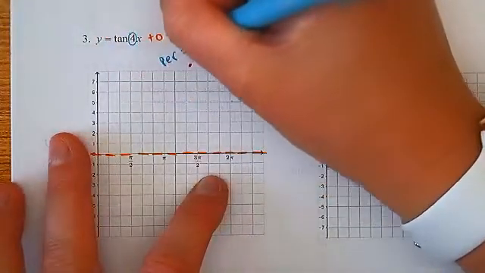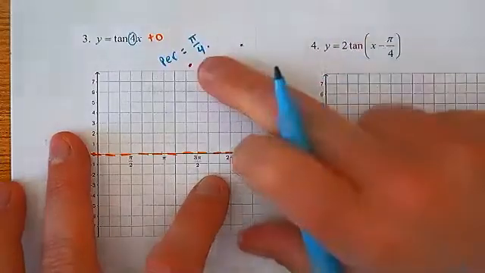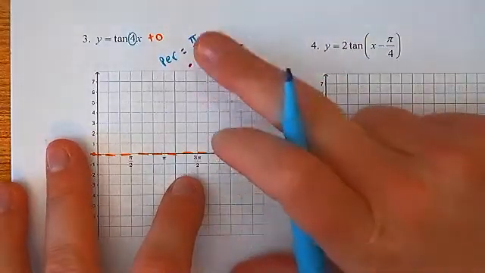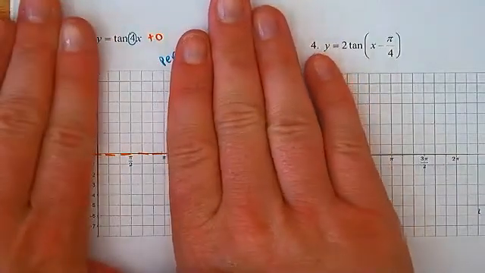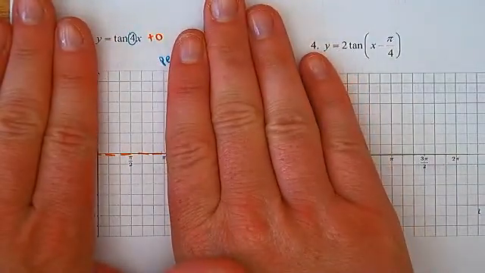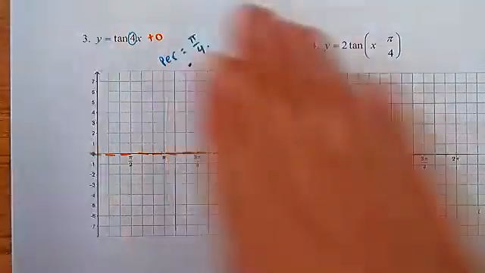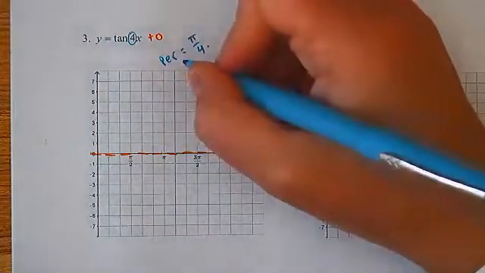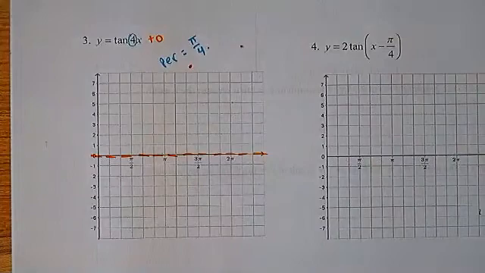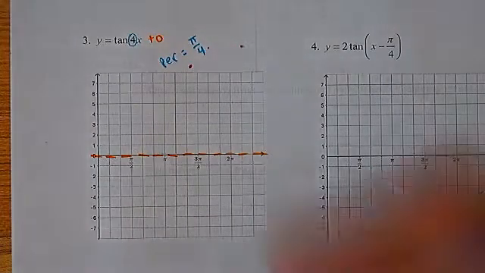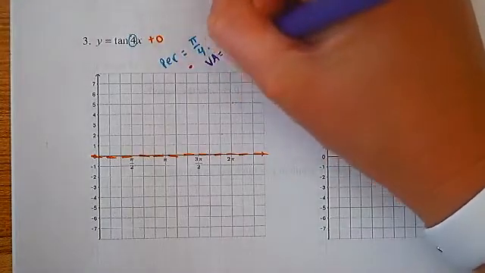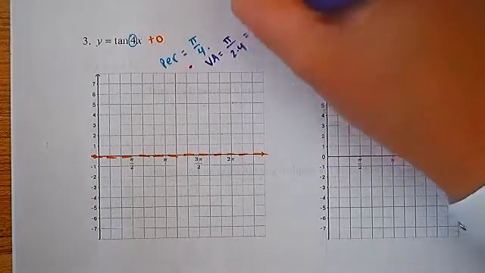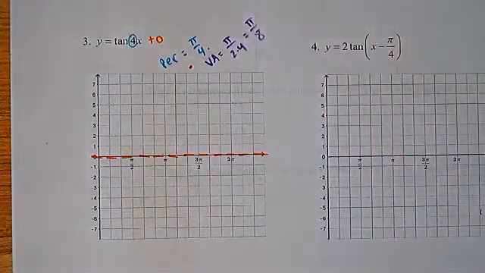is going to be pi over b. Now look at that. That's the size of your period. We're used to the size of the period being this big, pi. So our period is going to be 1/4 of that size. Whoa. So that's your period. And then your vertical asymptotes are going to be pi over 2b. Holy crap, those are tiny. Pi over 8. Wow.